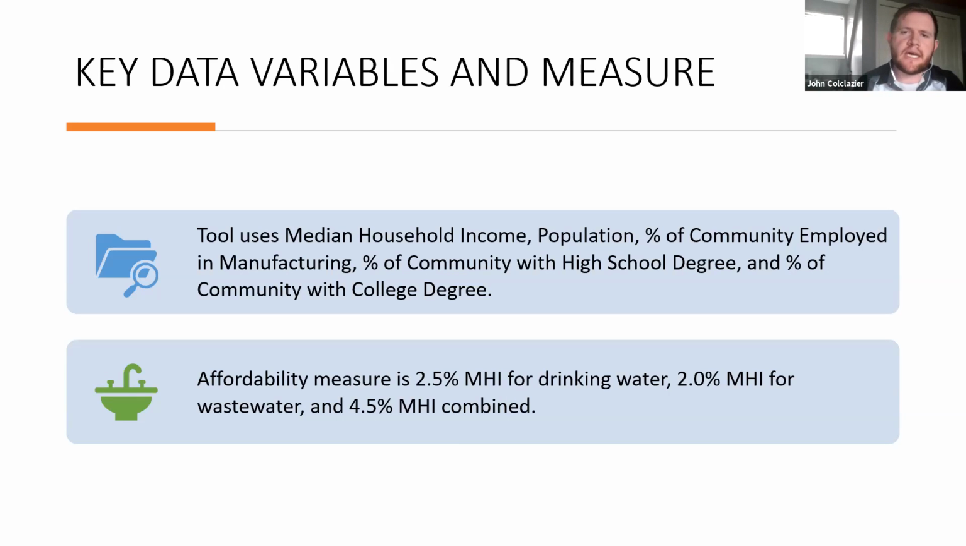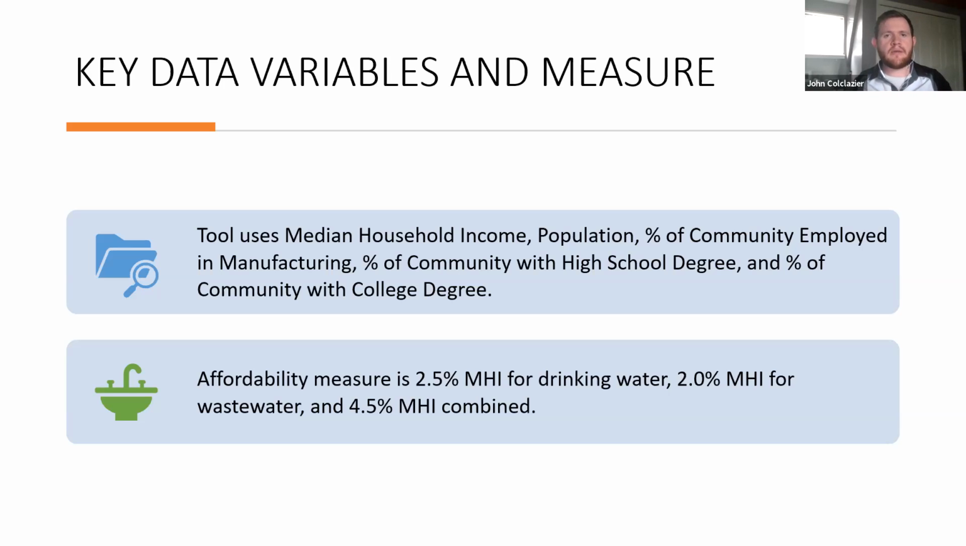Just to kind of go over some of the key data and variables that we use. So this is kind of that back end part that Brian was talking about just a second ago. So what do we use to forecast median household income and kind of set the bedrock for the tool? The tool uses previous year's median household income, the population of the community, the percent of the community that's currently employed within manufacturing, the percent of the community with a high school degree, and then the percent of the community with a college degree.